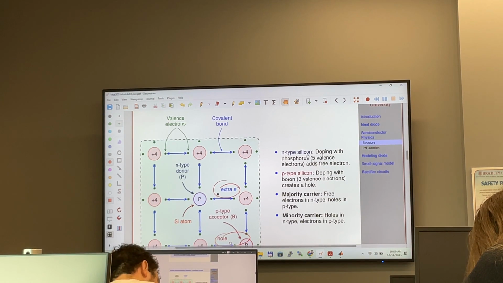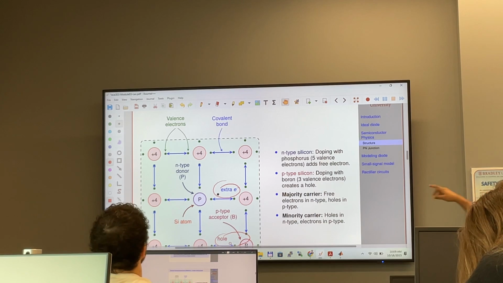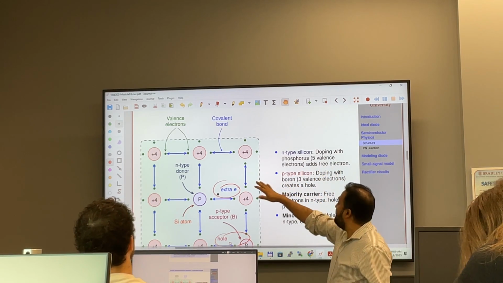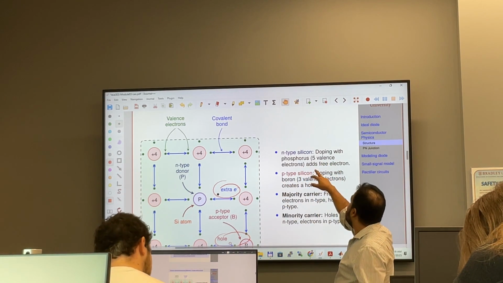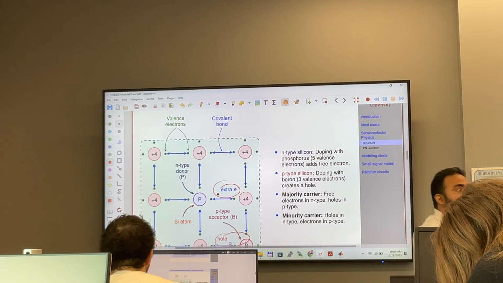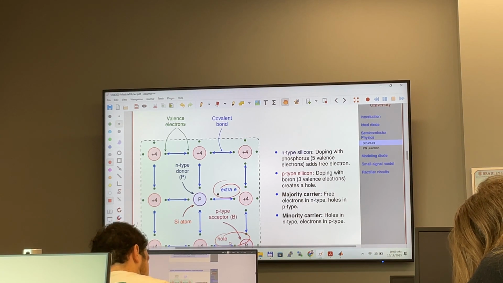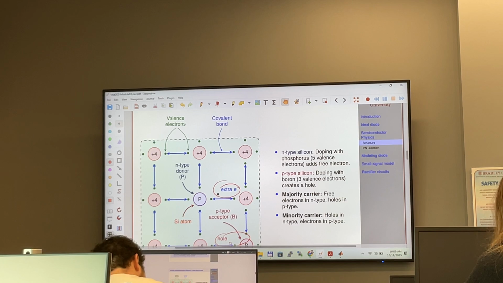N-type silicon: if your dopant is phosphorus, which means that you are doping with phosphorus, you will have 5 electrons instead of 4, and it adds 1 free electron. So this becomes an N-type semiconductor. Once you complete the doping process with phosphorus, it becomes N-type silicon or N-type semiconductor material.